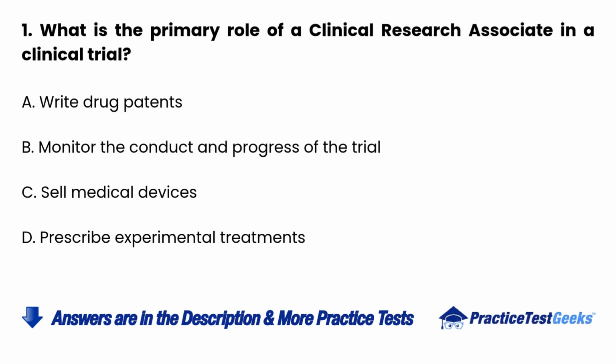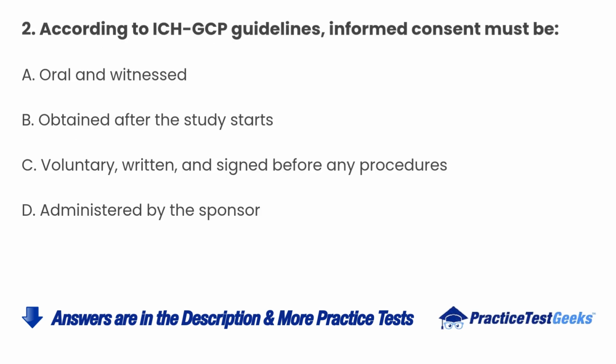1. What is the primary role of a clinical research associate in a clinical trial? A. Write drug patents. B. Monitor the conduct and progress of the trial. C. Sell medical devices. D. Prescribe experimental treatments. 2. According to ICH-GCP guidelines, informed consent must be A.